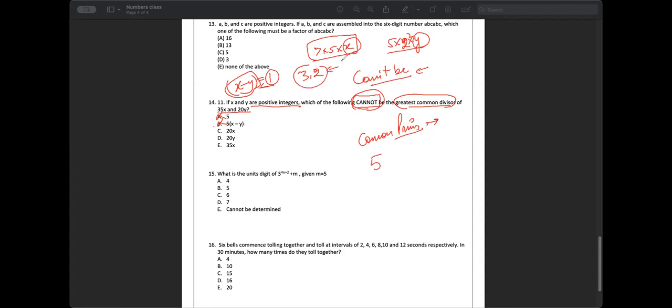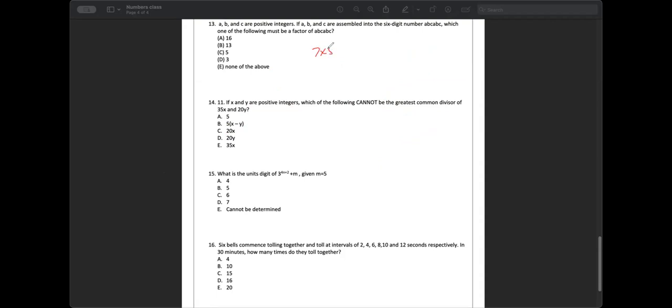Okay, got it. But then 20x also cannot be, right? We'll come to that. So A and B are out for sure. Okay. So now 20x. 35x is 7 into 5 into x, and 20y is 2 square into 5 into y. Can 20x divide both? That's what we're looking at. Divide by 20x: 2 square into 5 into x. 5 gets cancelled, x gets cancelled.